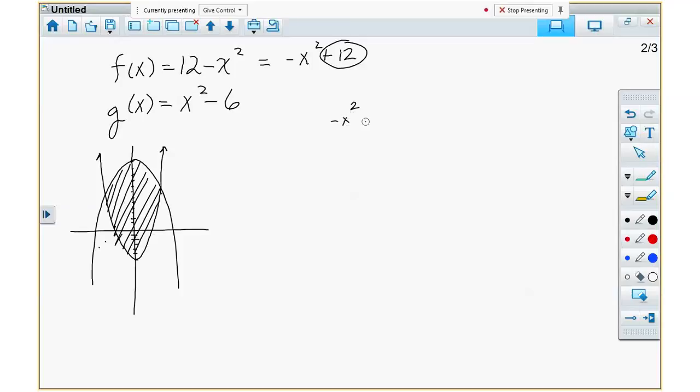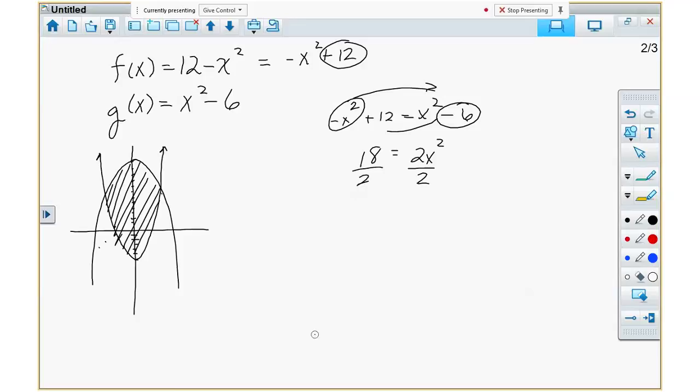So, negative x squared plus 12 is equal to x squared minus 6. I'm going to take this x squared across the equals sign. It becomes 2x squared plus 6 is 18. Divide by 2. Divide by 2. X squared is equal to 9. X is equal to positive and negative 3.